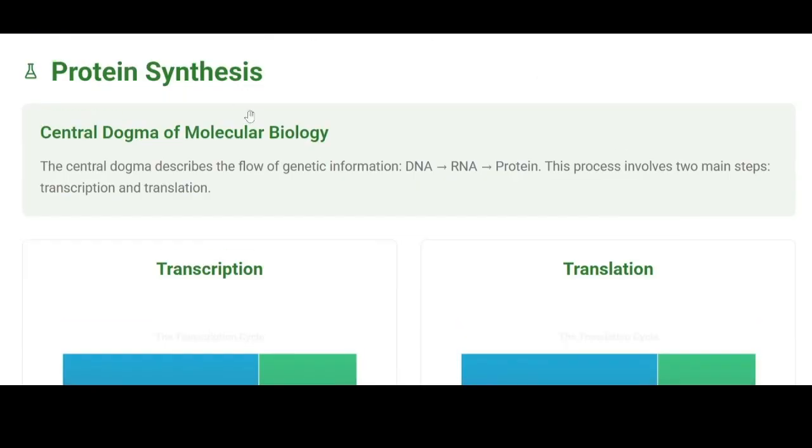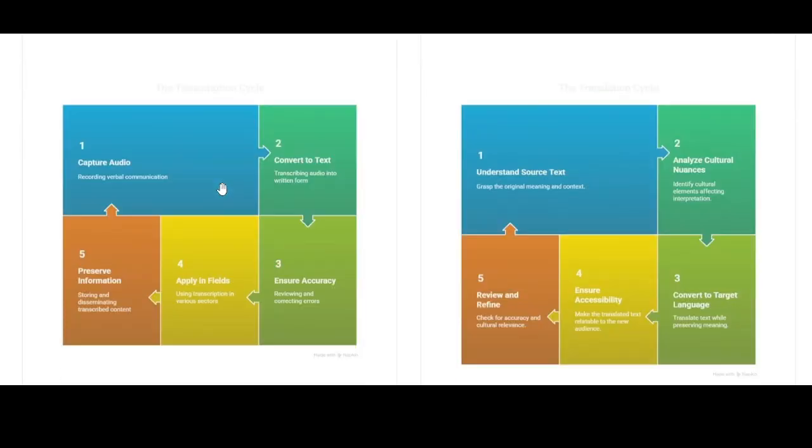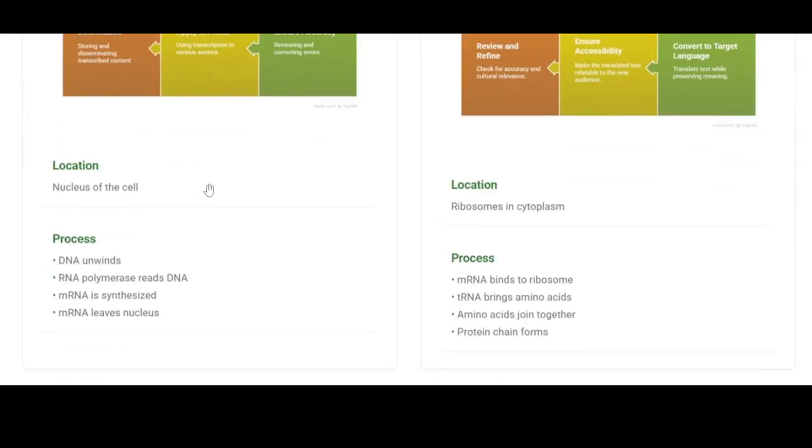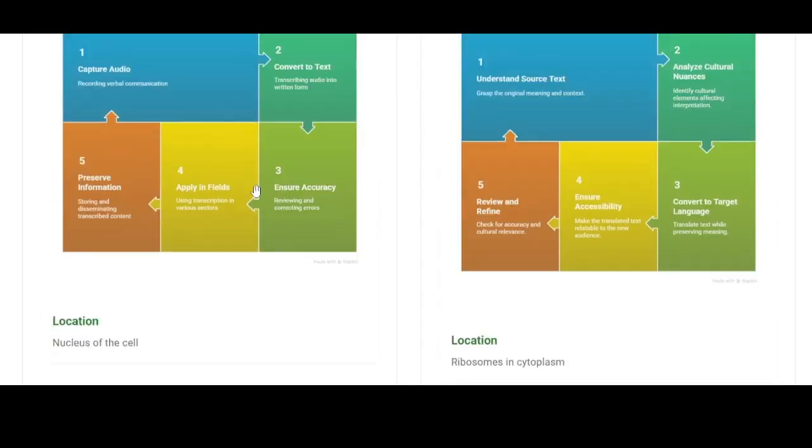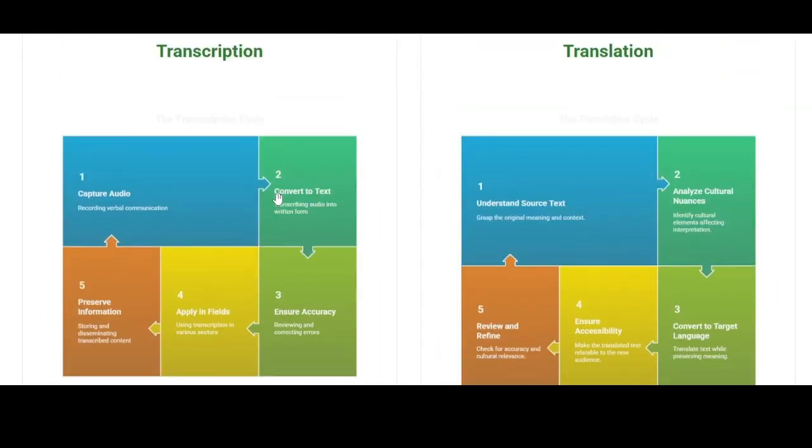Now let's move on to protein synthesis. It describes the flow of genetic information, which means that DNA to RNA to protein. This process involves two main steps: transcription and translation. Transcription occurs in the nucleus of the cell, while translation occurs in the ribosomes of the cytoplasm.